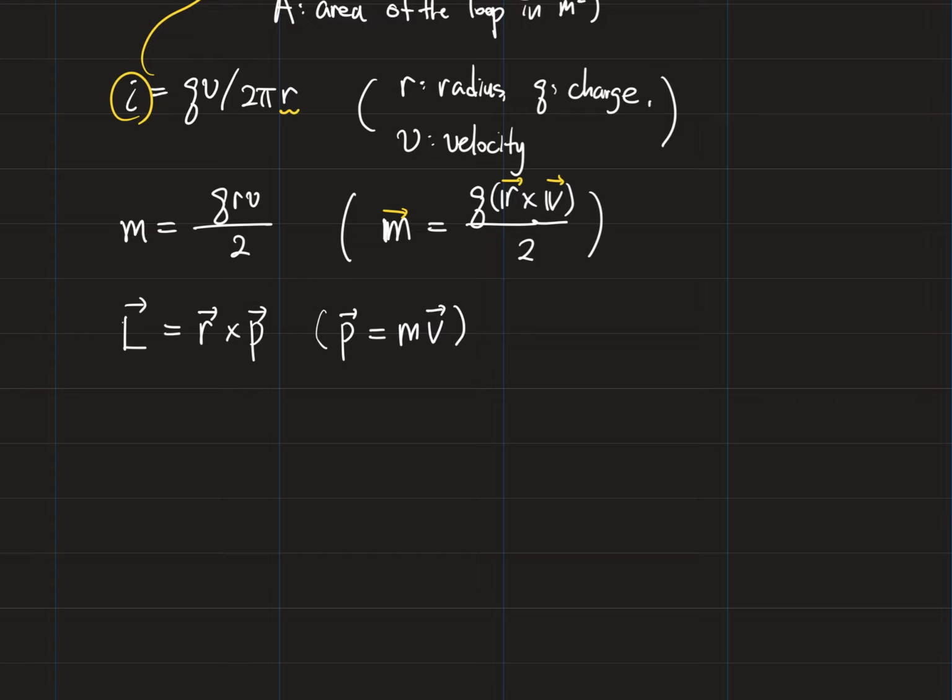So we can replace r cross v with L and mass m, right? So r cross v should be equal to L divided by m, right? So instead of r cross v, we are going to use L over m. So that will give you the magnetic dipole Q divided by 2m and L.